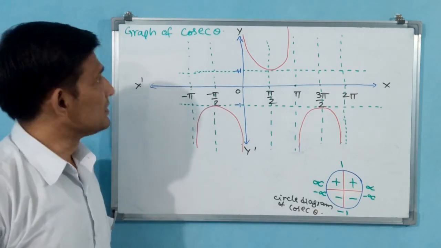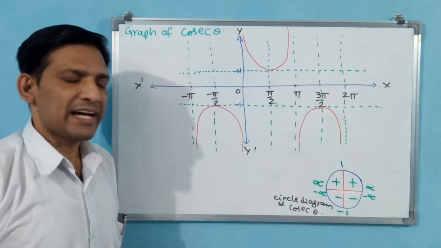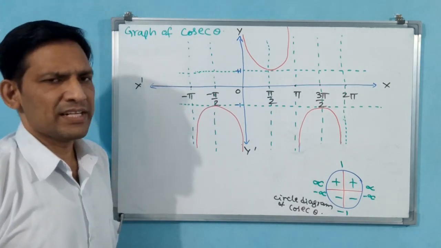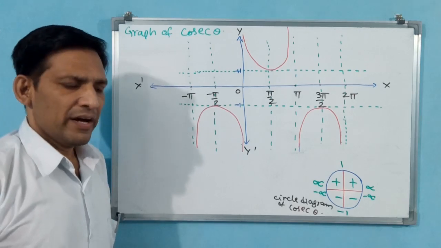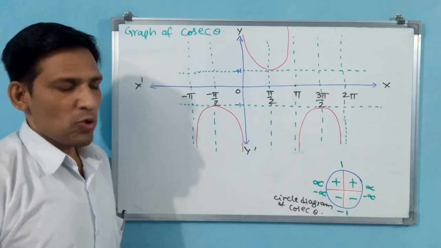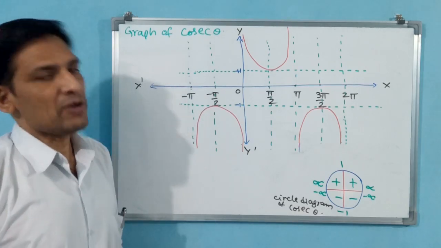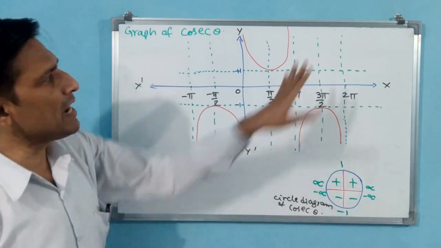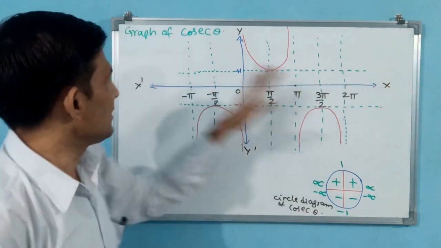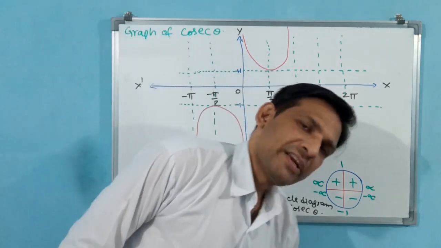Okay? Now we finished all graphs: sine, cos, tan, cot, secant, cosecant, all. Now one final concept is left, that is domain and range. How will this come? This will come based on our trigonometric values only. Again I am drawing the values here, then based on that we will draw the domain and range of trigonometric functions.